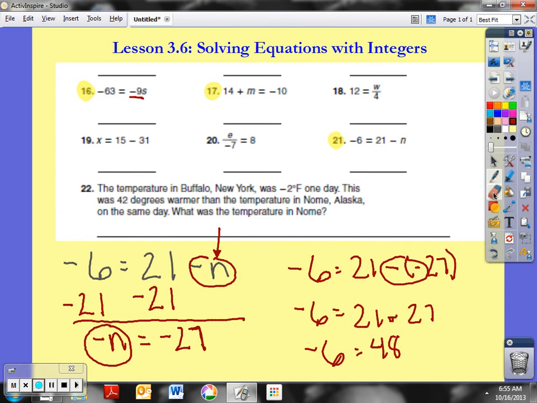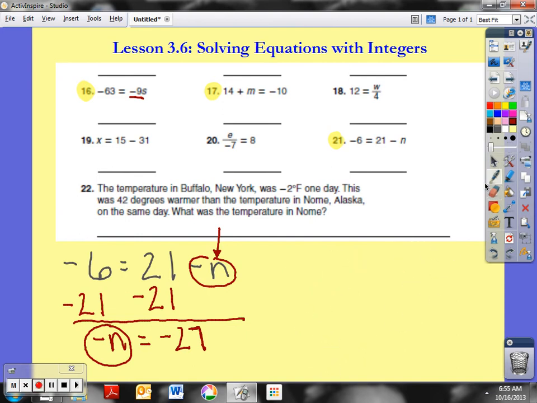So what happens, because that doesn't check, what happens when I have a negative variable here? How can I get rid of a negative? Well, I'm going to multiply it by another negative. So if I multiply this by another negative, I have negative times negative n. Or I can multiply it by negative 1 if I want to visualize that. I'm really multiplying by negative 1. So a negative times a negative gives me a positive, so that gives me 1n. A negative times a negative gives me a positive 27. So n would equal 27.